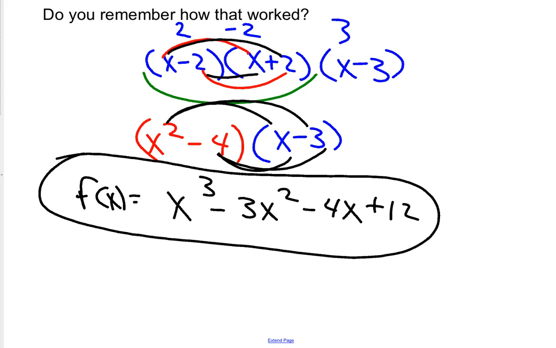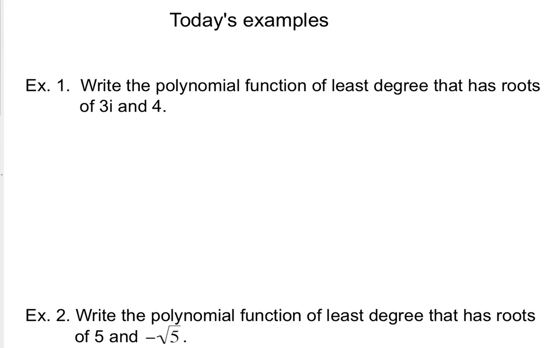So we turn the page over. Now I give you a very similar type problem, only it's got either imaginaries or irrationals. The first one has an imaginary. It has a 3i. You have to know that since there's a 3i, there is at least one more root, and that other root is negative 3i.